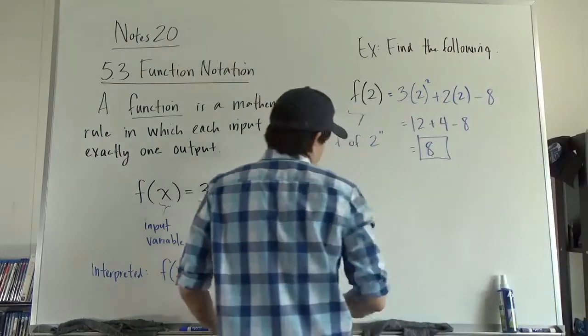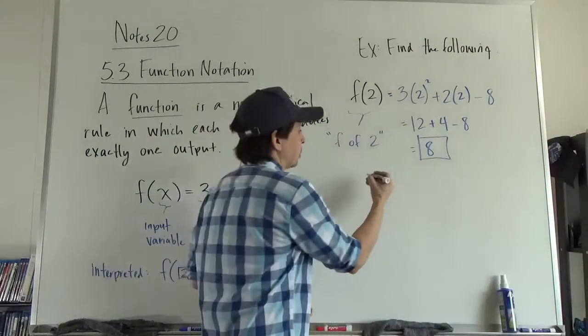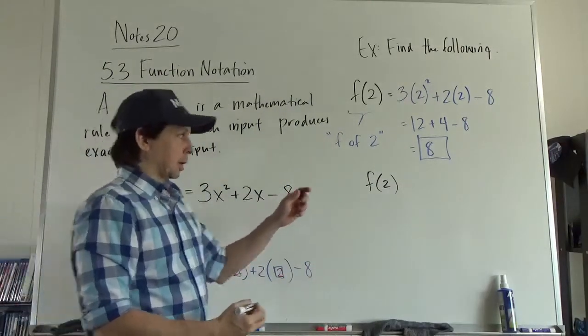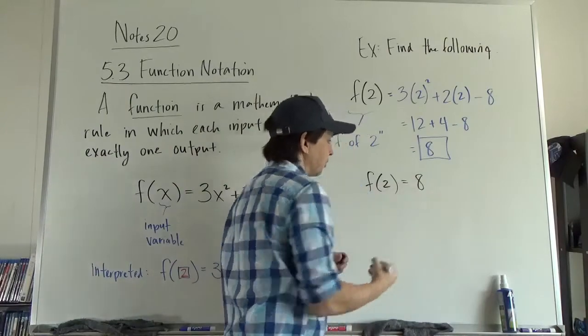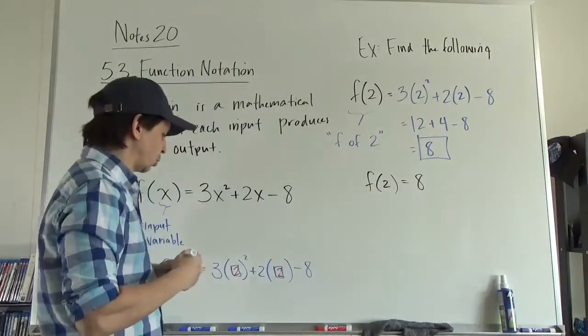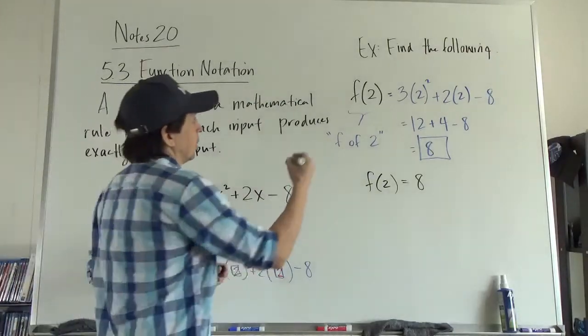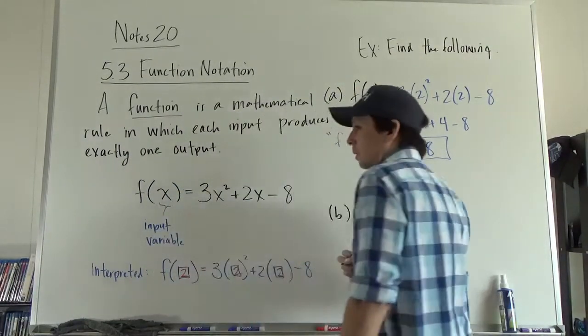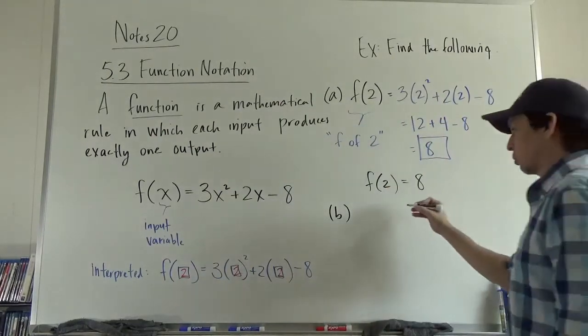Okay. So the conclusion here is when you input 2 into this particular function, this function f that's defined here, when you plug in 2, you get an output of 8. So they'll say f of 2 is equal to 8. The function value at 2 is equal to 8. Let me backtrack and label that A and do a B here. Okay, so just more practice, getting used to this idea.